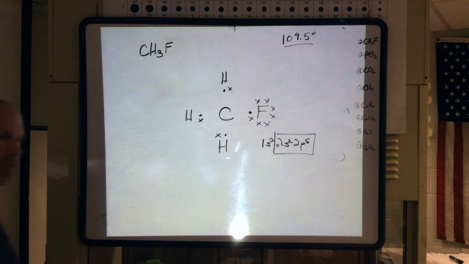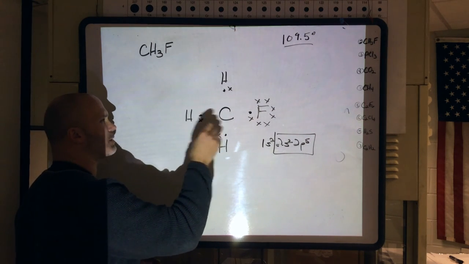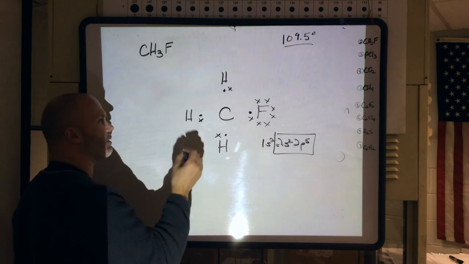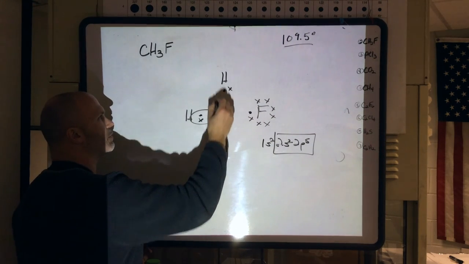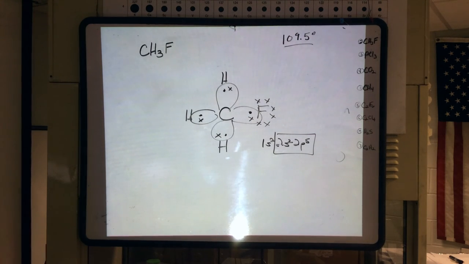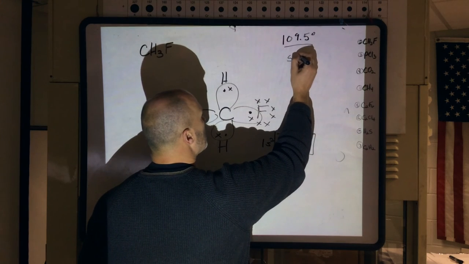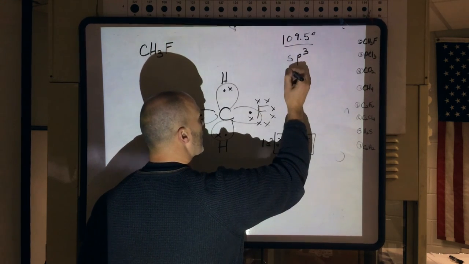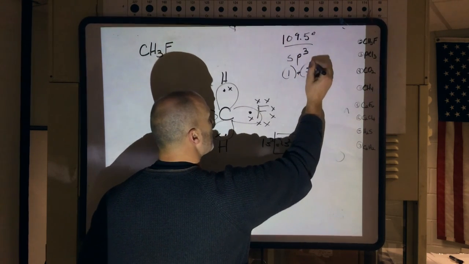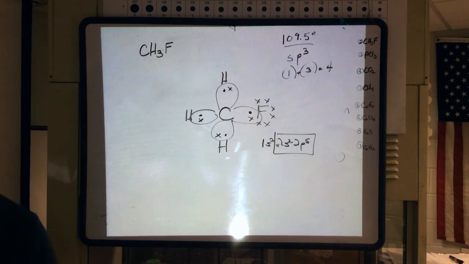Okay, how do I figure out the hybridization? Well, I count the pairs of electrons around the central atom. Here's one, here's two, here's three, here's four. Bang. If there's four pairs of electrons, that means an s and how many p's? Three. There's one s plus three p's, that gives me four orbitals altogether. It has to be sp3 hybridization.